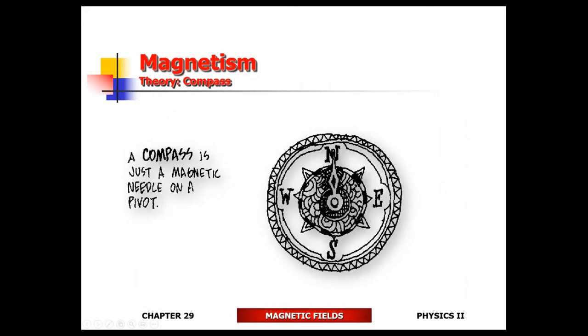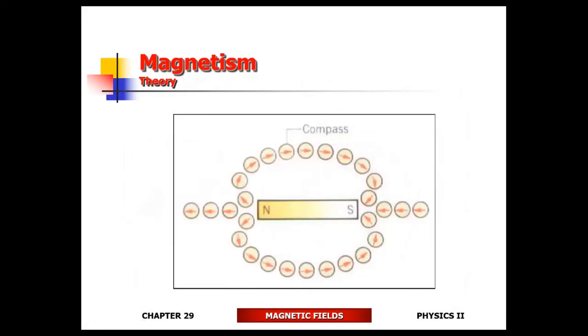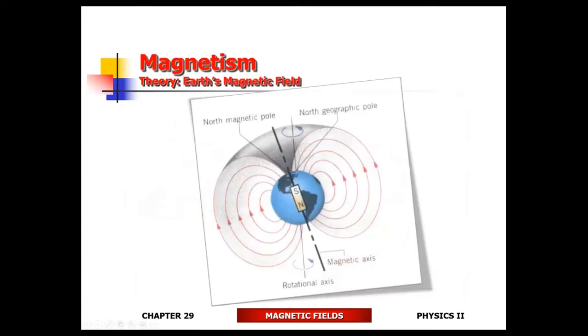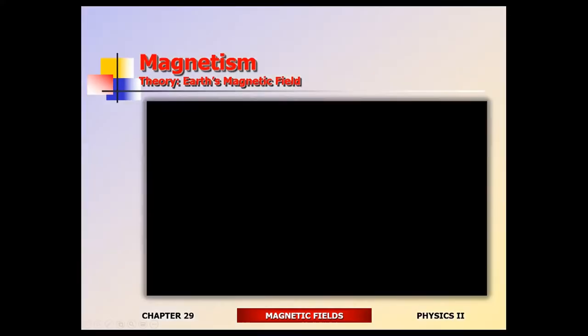If you have a compass, it's a magnet on a pivot. So using a compass, you can map the magnetic field of any magnet imaginable. Magnetic field lines will start at the north pole of a magnet and point towards the south pole of a magnet. Earth is magnetic, Earth is a magnet. So the Earth's magnetic field points towards the north pole of our geography.